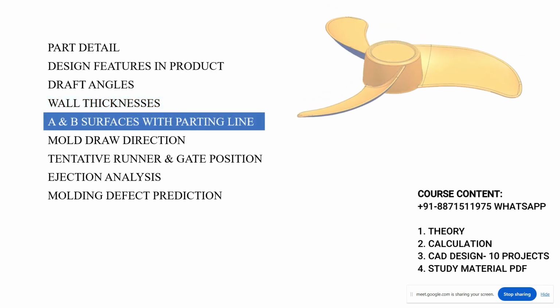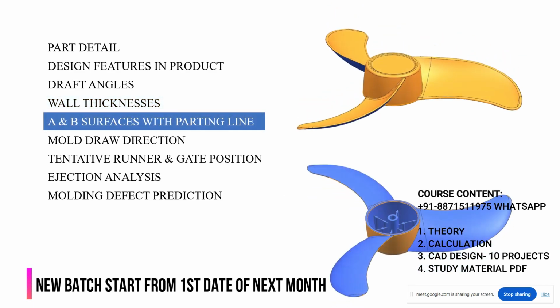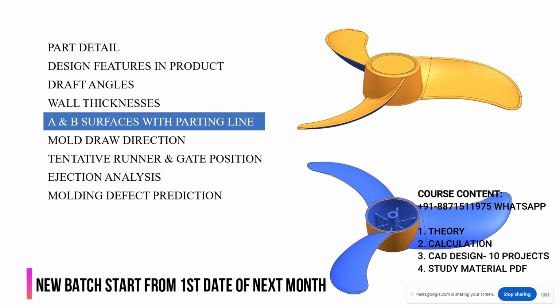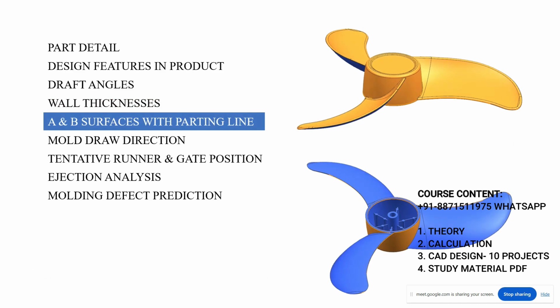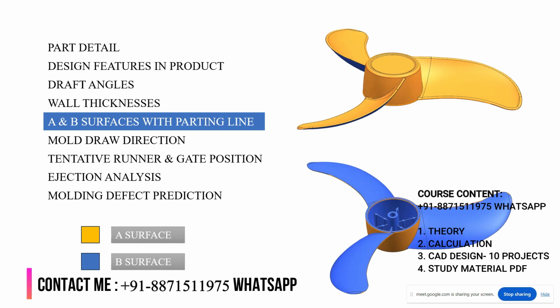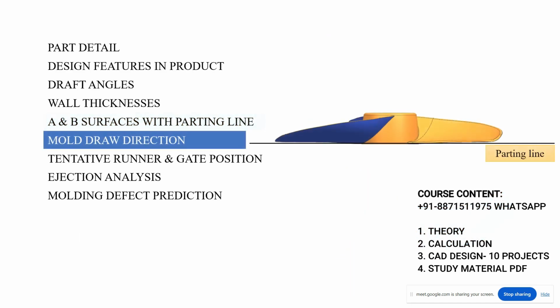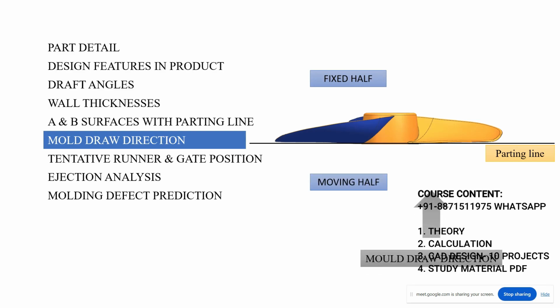Yes, sir. Achha, A and B surface. Again, what shows the A and B surface? Same as the draft angle, right? So basically you can see that the A surface is the cavity and the B surface is showing the core. Mold draw direction. So basically I am showing the parting line of that. For example, this is a flat parting line right now. Here you can say that this will be the fixed half and this will be the moving half. I am showing these three things, right?